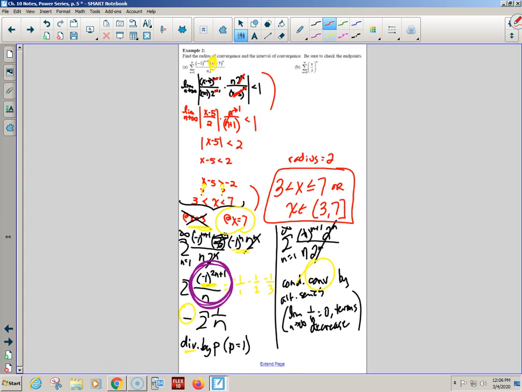Wait, where was this original guy centered? Oh, 5. It was x minus 5. This is centered at 5. So how far from 5 am I allowed to go out and still have convergence? 2 to get to 3 and 2 to get to 7. Oh, that makes sense.